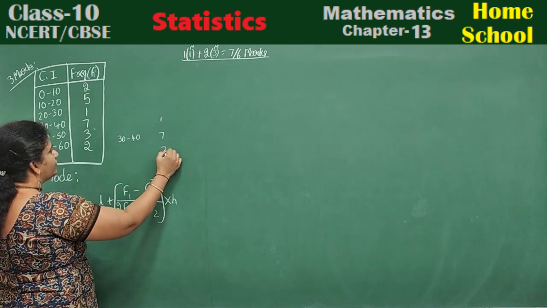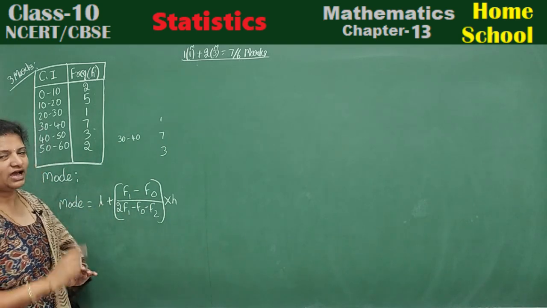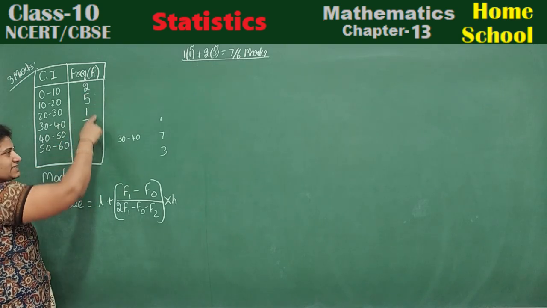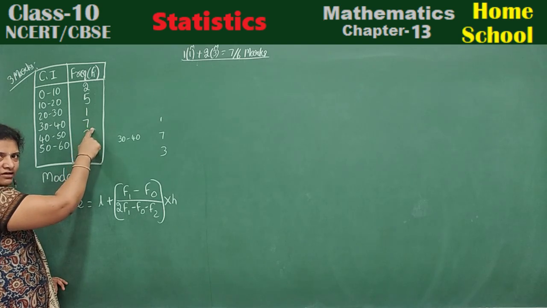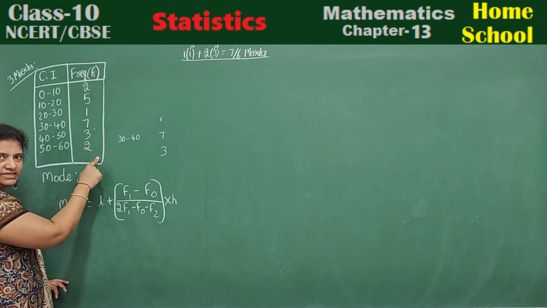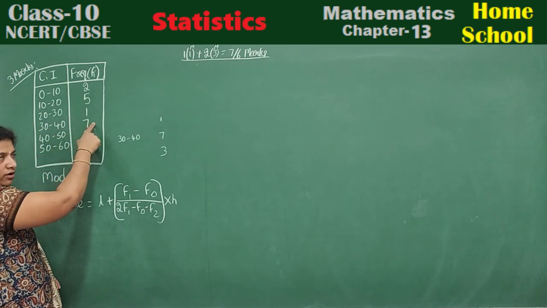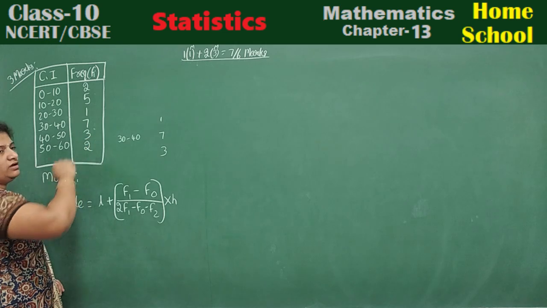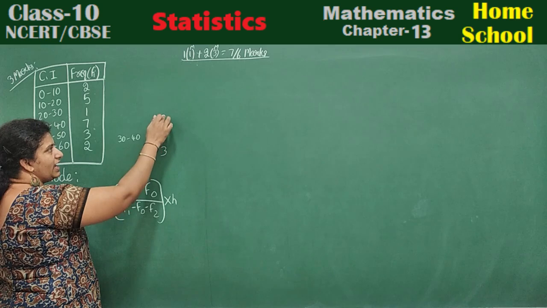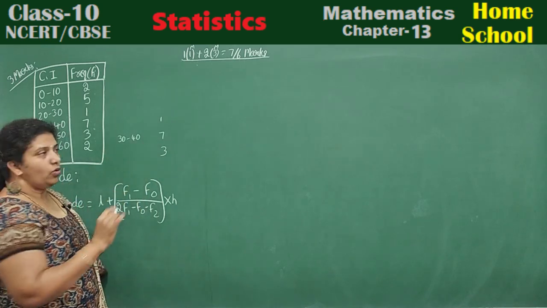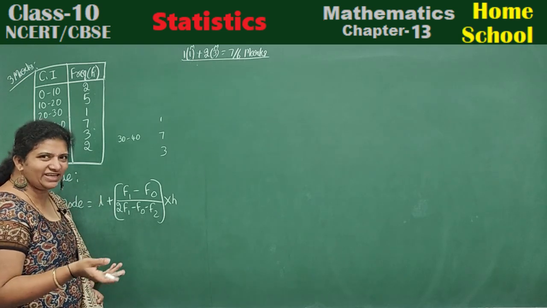7, 1, 3. Only this much if I know, I can calculate mode. Which is the greatest frequency? 7 is the greatest frequency in the column. So for 7, I need the frequencies in the rows above and below. That means I need 30 to 40, 7, and 1, 3. Only this much if you are able to identify in the given problem, calculating mode is very easy.